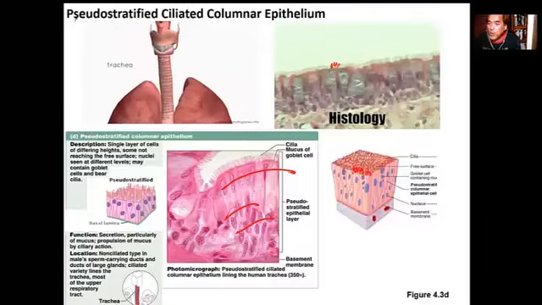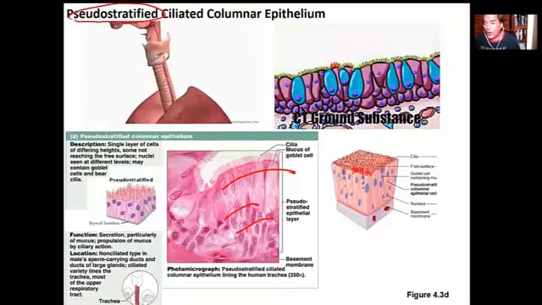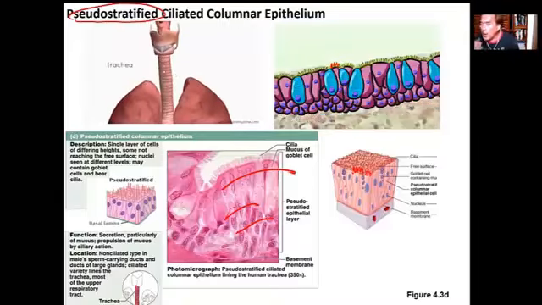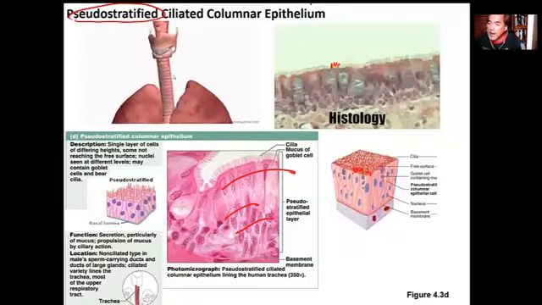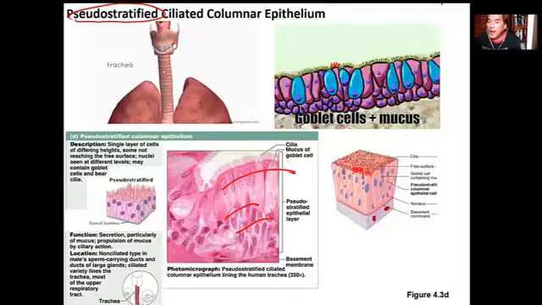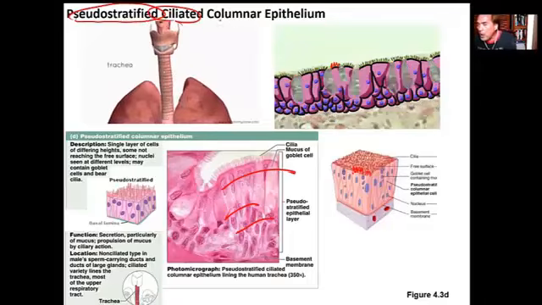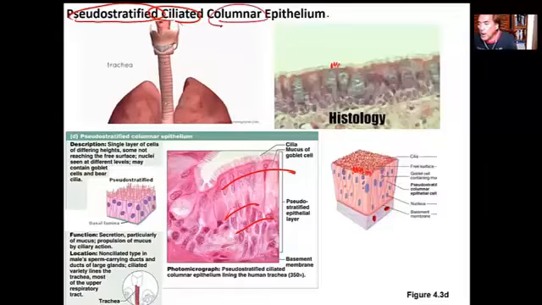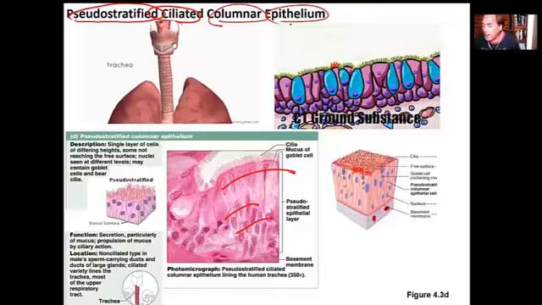That's why we call it pseudo-stratified. Pseudo in Latin means false, not stratified. It only looks like stratified. And it's also pseudo-stratified ciliated because it has cilia on top of the cells. And the shape of the cells is quite similar to columnar, and it is an epithelium. That's why we call it pseudo-stratified ciliated columnar epithelium.